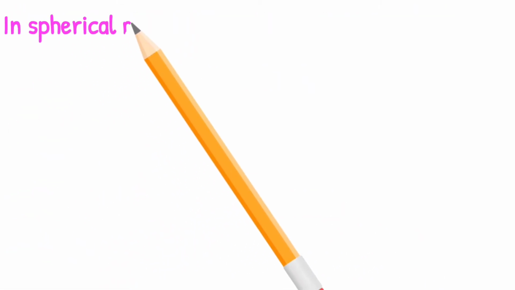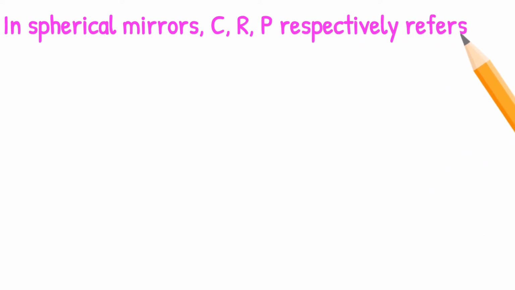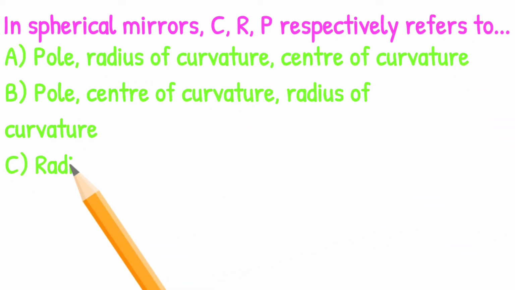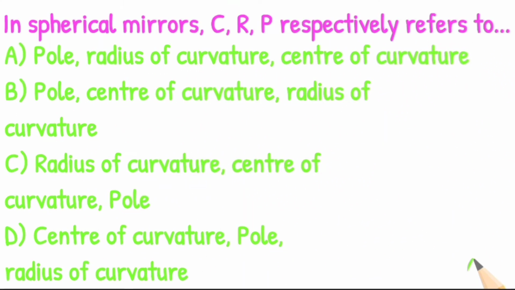So in spherical mirror, CRP respectively refers to. So what does CRP refer to here? CRP refers to pole, then radius of curvature, then center of curvature. So first comes here pole, radius of curvature, then center of curvature. So here the answer is A. So first we'll take pole, then radius of curvature, then center of curvature.